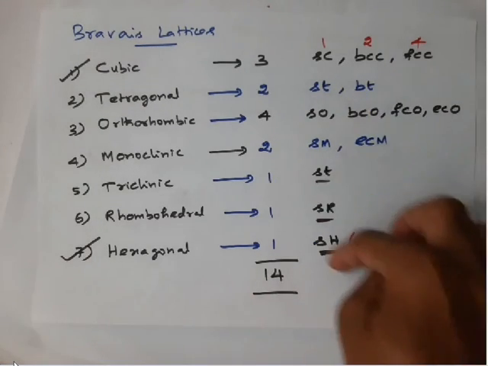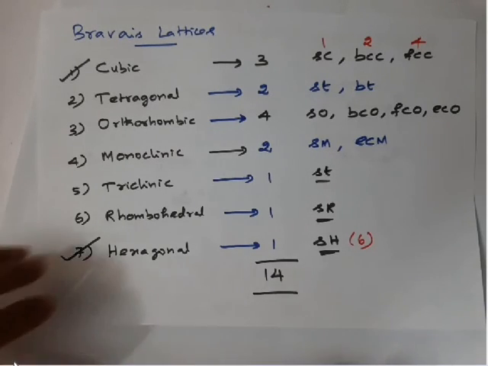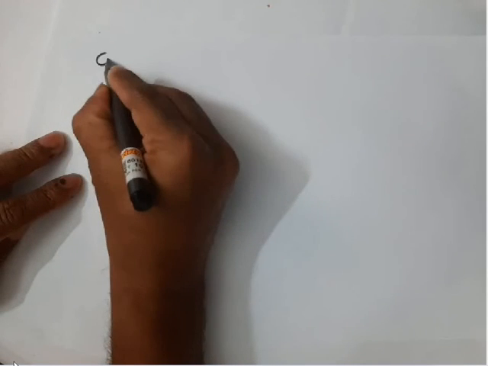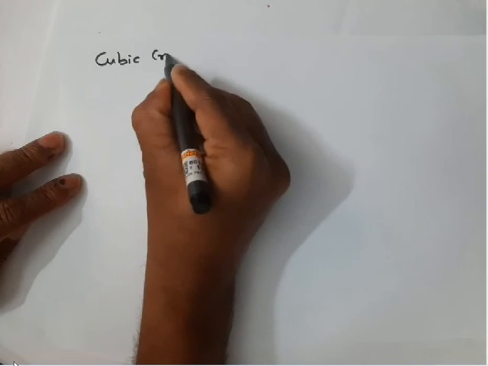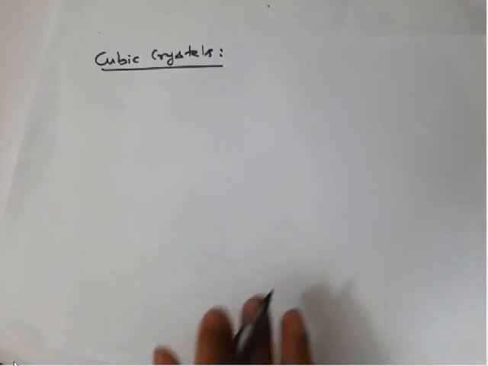Okay, these different unit cells are called Bravais lattices. Now we'll discuss some more points on these systems. So I'm going to discuss elaborately first about cubic crystals. Students, keep this in mind. We are going to discuss elaborately about cubic crystals and a little bit about hexagonal crystals.